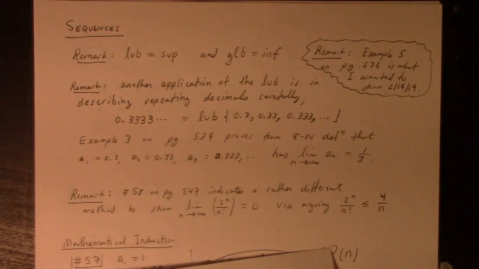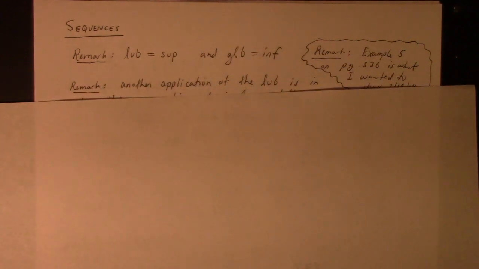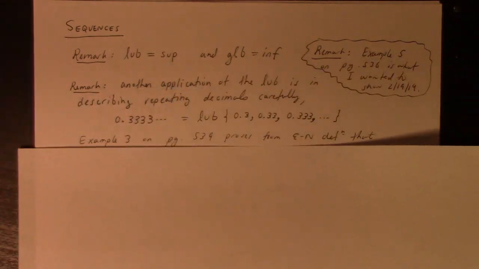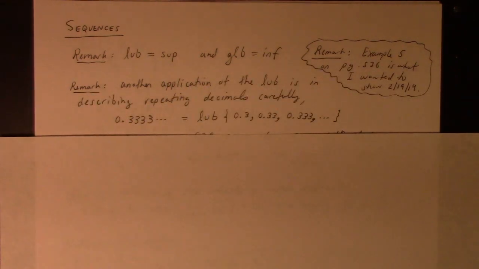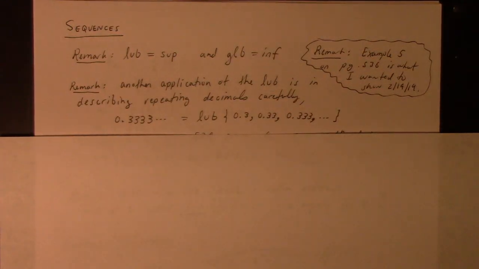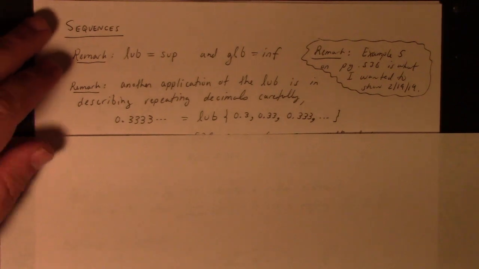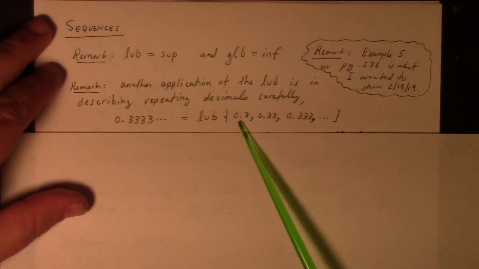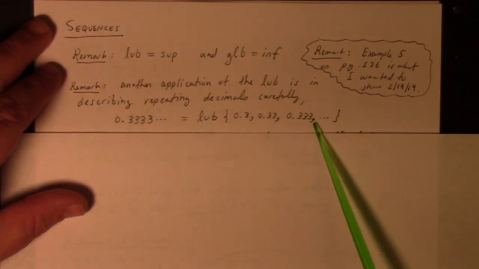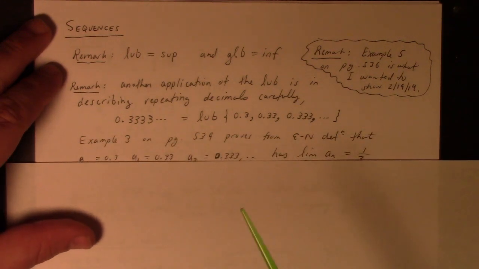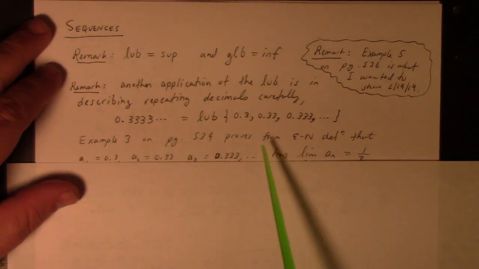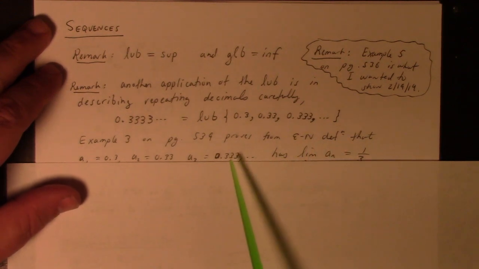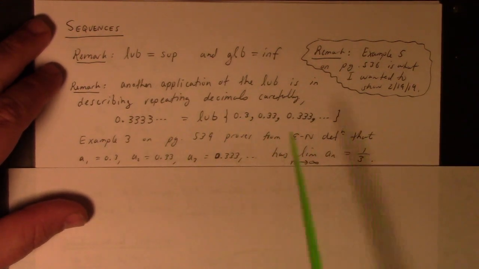So let me find a different cover sheet. So another application of the least upper bound I probably should have mentioned, but I neglected to, is just that we could use it to give a careful meaning to repeating decimals, right? So like 0.3333 repeating, we could take as the least upper bound of this sequence, 0.3, 0.33, 0.333, and so forth, right? And in fact, if you look at page 539 in example 3, he actually proves from the epsilon-n definition of a limit that the limit of this sequence is in fact 1/3.